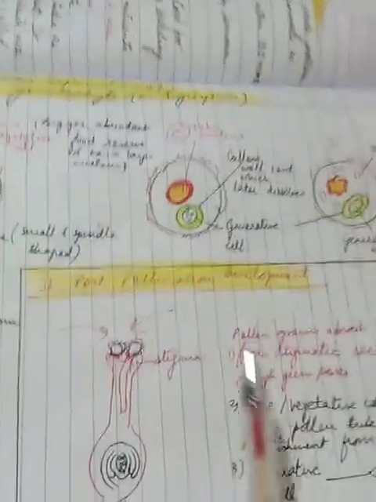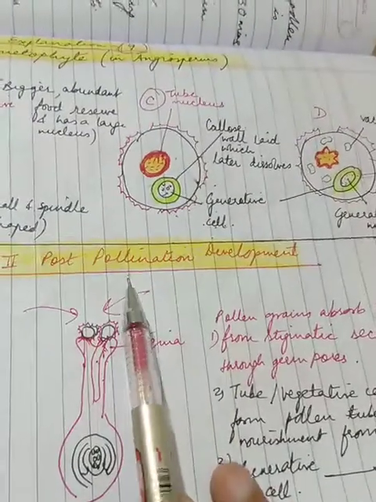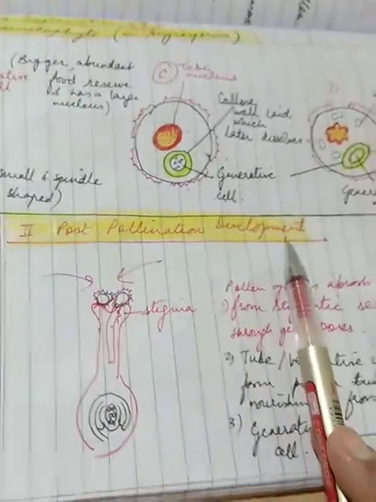Now, the second part of development of the male gametophyte is post-pollination. That means after pollination.